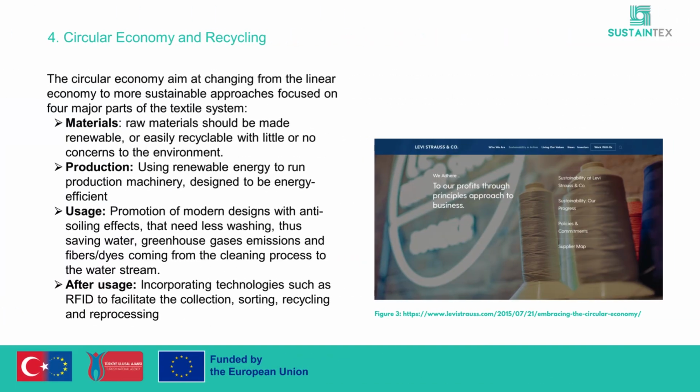Circular economy and recycling. Circular economy aims to change from the linear economy to more sustainable approaches, focused on four major components of the textile system, which are materials. Raw materials should be made renewable or easily recyclable, with little or no concerns to the environment. Production. Production is designed to be energy efficient with the use of renewable energy to run production machinery.